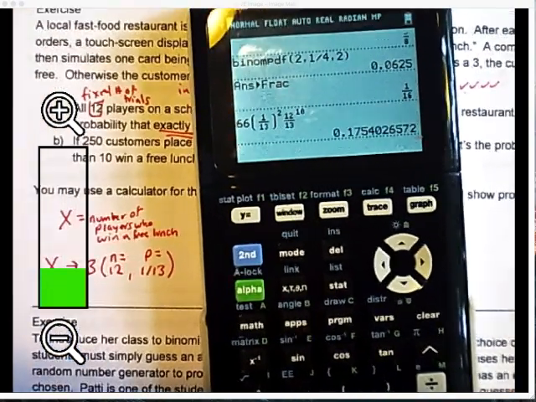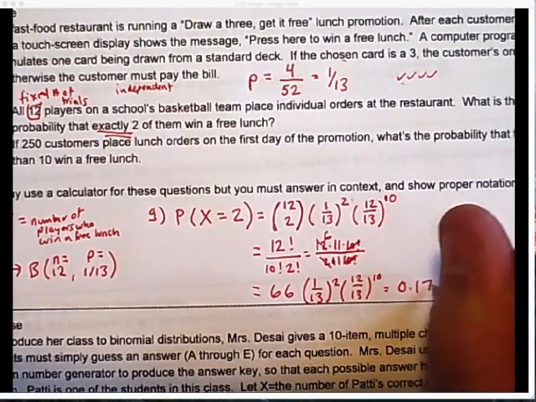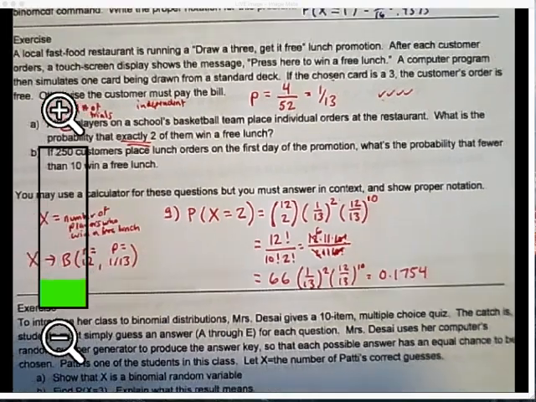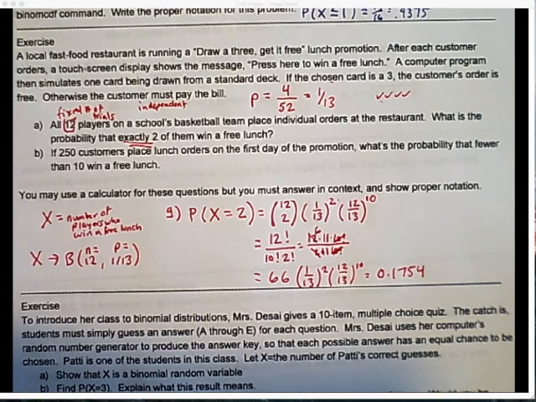All right, so if I do all that, I get this, 0.1754. That means there's a 17.54% chance that exactly 2 of them win a free lunch.